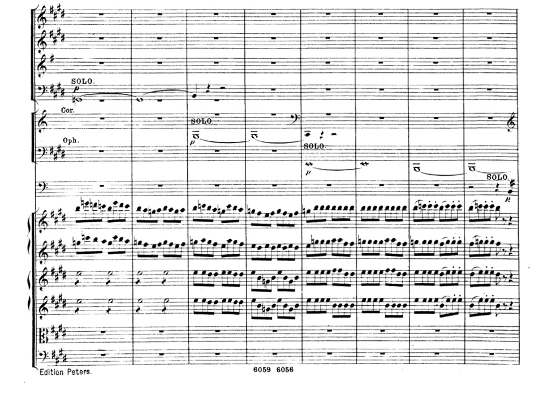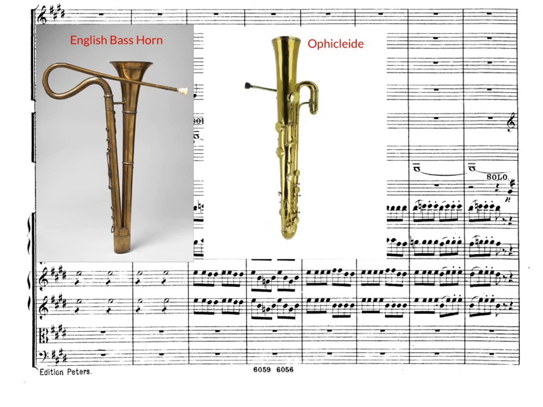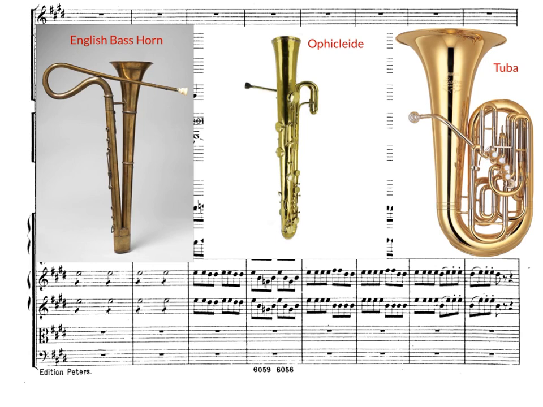Originally, Mendelssohn wrote it for a clumsy-sounding English bass horn, which is now completely obsolete. He then changed it to an ophicleide by the time of publication, and most modern orchestras use the tuba. But the tuba is really too elegant for this purpose. The ophicleide and the English bass horn had this kind of grumbling quality that I think is important for this overture and that Mendelssohn was going for.